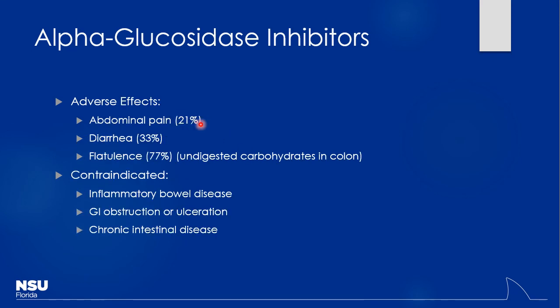As we mentioned, there's a lot of abdominal pain, a lot of diarrhea, and a lot of flatulence, right? All the undigested carbohydrates get turned into CO2 by the bacteria. It's got to come out somewhere, right? And so we would not want to use this in patients with inflammatory bowel disease because that can worsen it. Any kind of obstruction or ulceration, anything like that, you would not want to aggravate the GI tract any further. Those would not be very good agents for that.